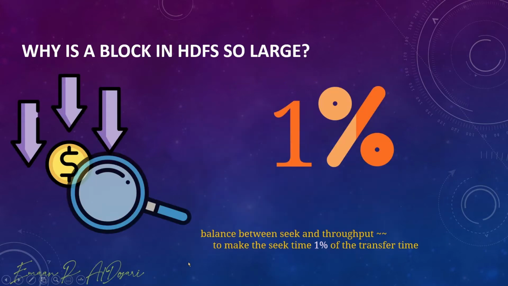The question is why our block here is very large. The reason behind the large size is to minimize the cost of seeking, and the other reason is to balance the seeking time with the transfer time, and that will be like 1% of the data that will be transferred. So that's the reason why the block is very large.